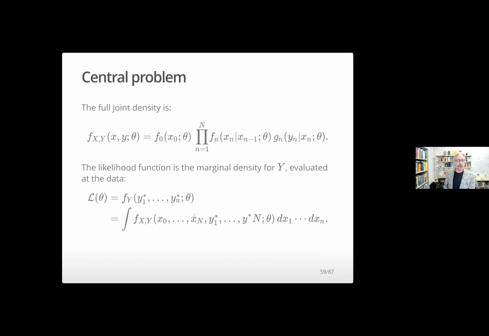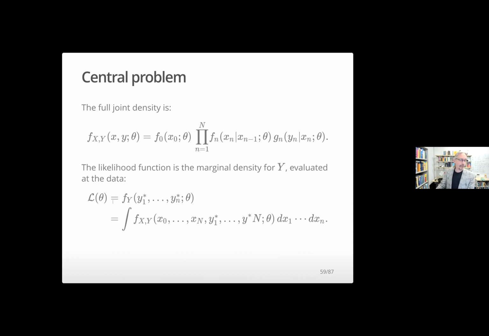So the central problem, of course, is the following, right? Here's the full joint probability density of the x and y's together, and it's just a product of these different densities. The Markov property allows us to factorize it this way.